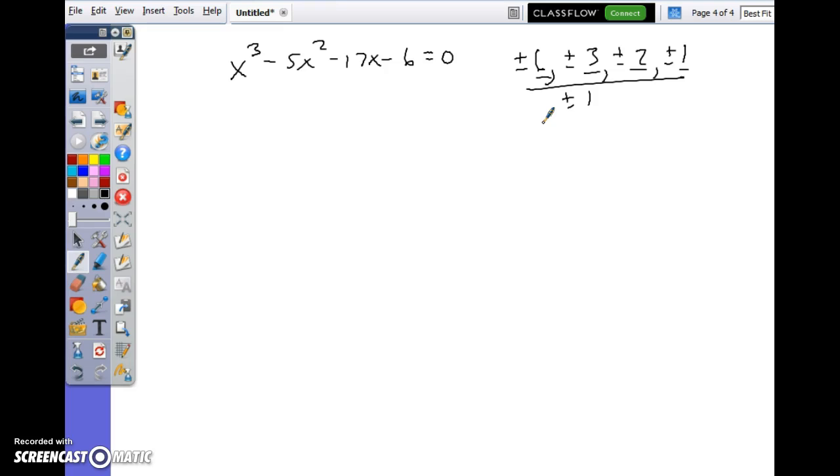You ready? I would choose 1 first. Why do I choose 1 first? Because 1's easy. Right? Let's do 1. Choose 1 first. But that's okay. Let's do -3 because that's fun. So -3. And here we go. Synthetic division. Are we ready? 1, -5, -17, -6. So far, so good?